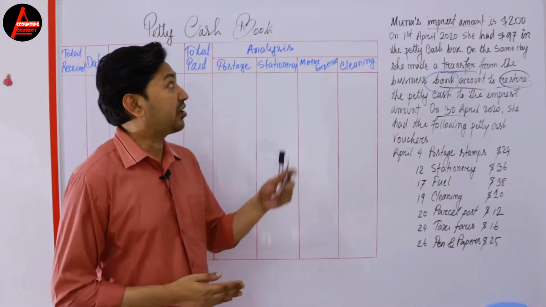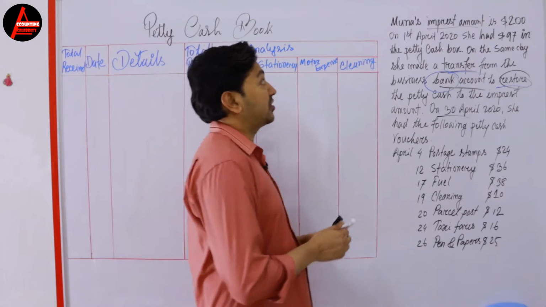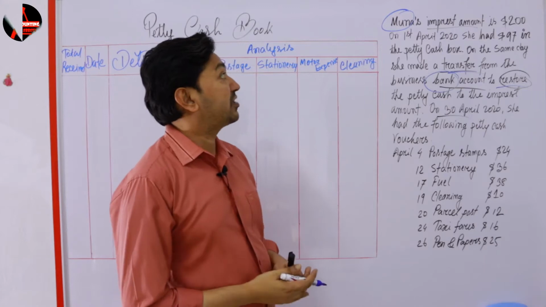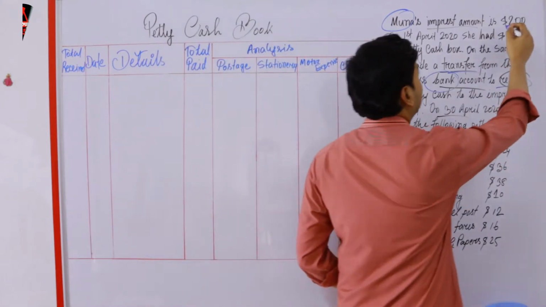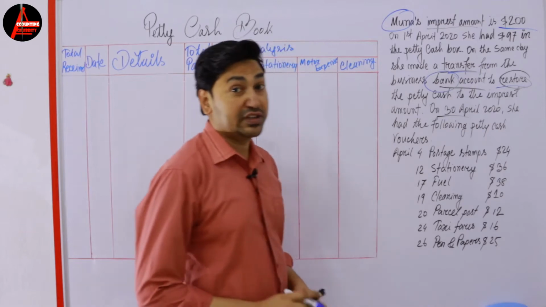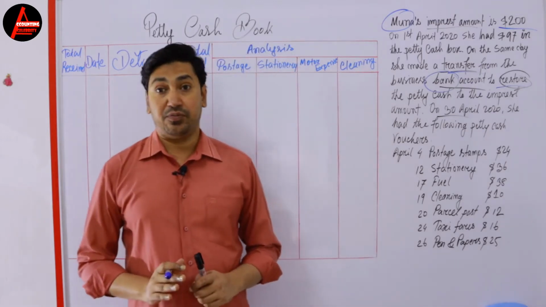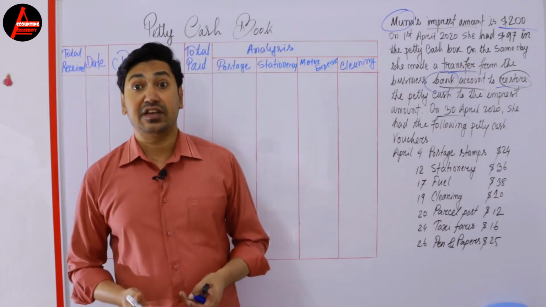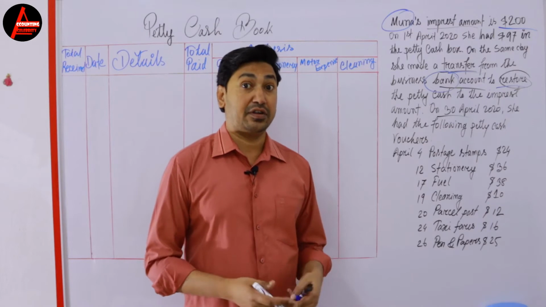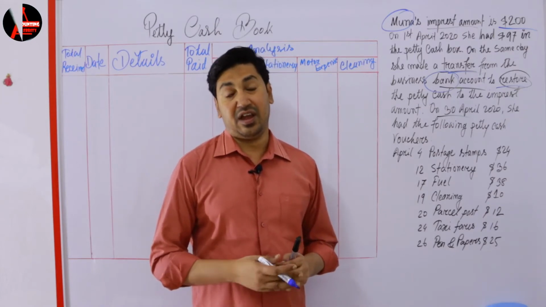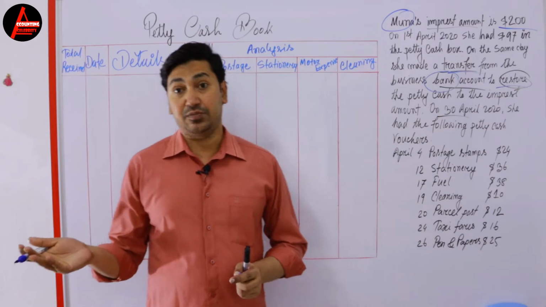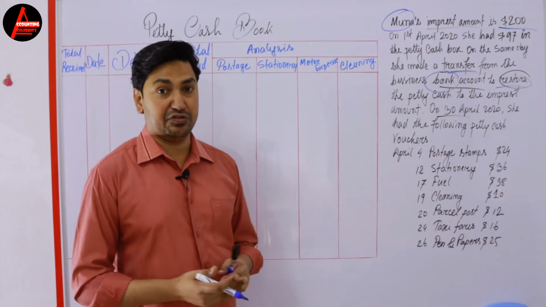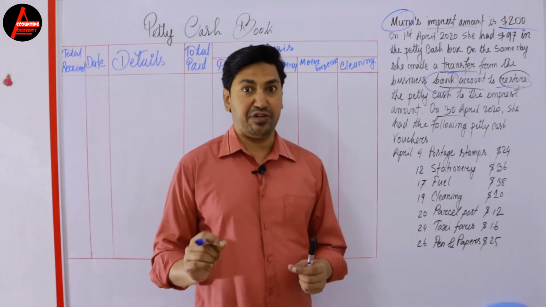So look at the question. What is written? The name of the petty cashier is Mona. Mona's imprest amount is $200. This is the imprest amount. By the way, what is imprest amount and what is the imprest system of petty cash book? Imprest system petty cash book means the petty cashier starts every month or every period with the same amount of money. And what is petty cash book? Petty cash book is actually used to record all the small payments, small transactions, occasionally small receipts.